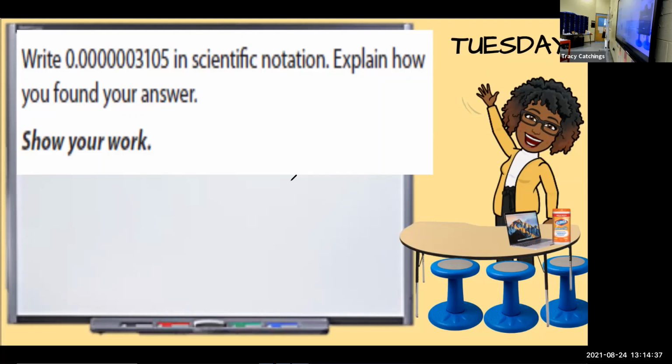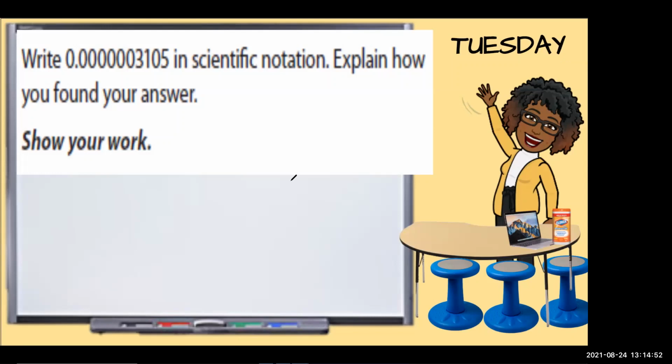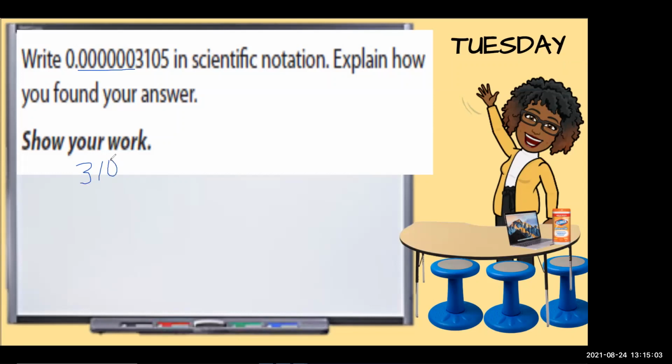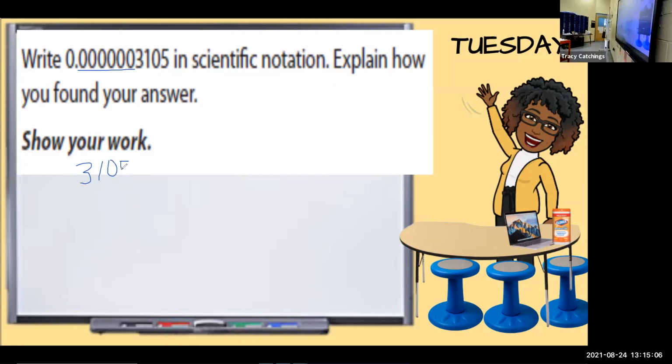It asked us to write this number in scientific notation. They then asked us to explain how we found our answer. Caleb or Cornelius, unmute and talk to us. How can we put this in scientific notation? Take away all the zeros and put 3105, because scientific notation can't have a 0 in front of it. All right, you said get rid of all of them.